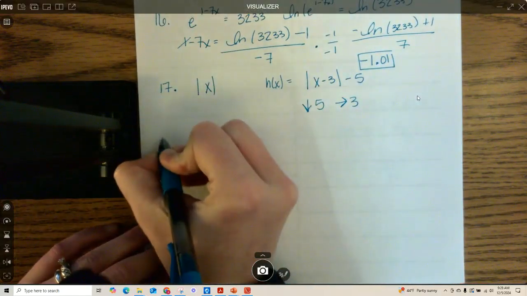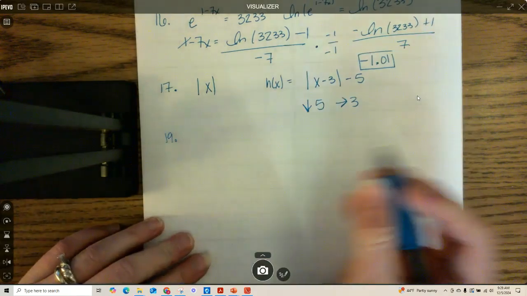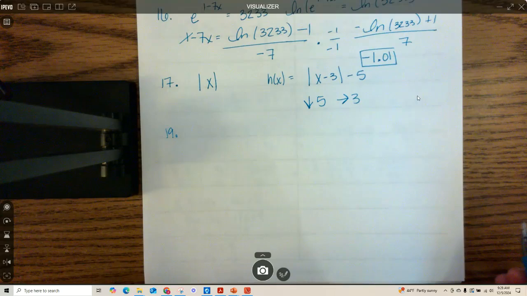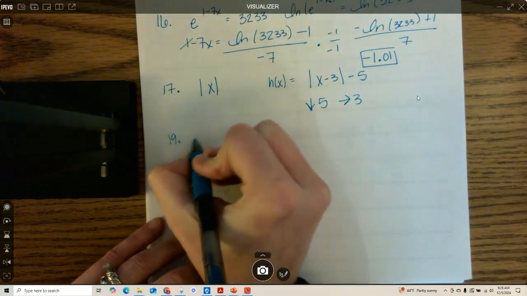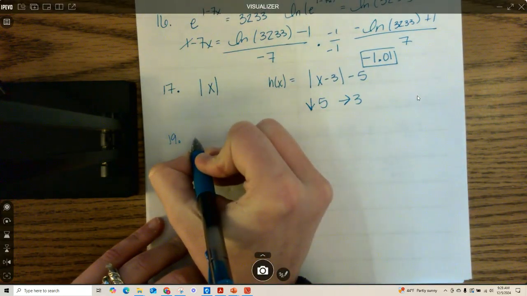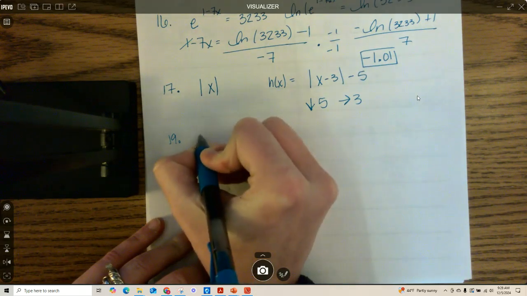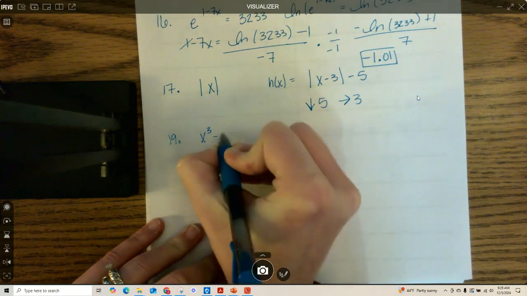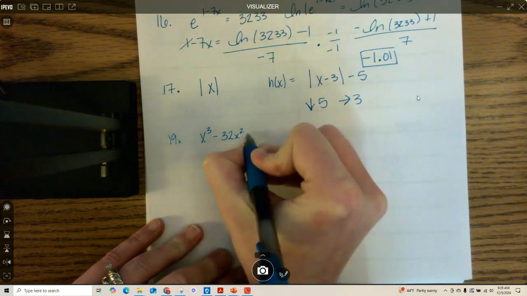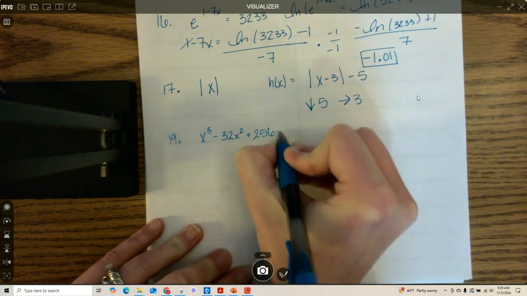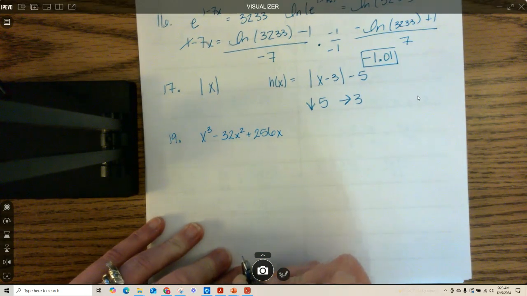All right, 19. What do we got, Shelby? Oh, see, you're not even ready. Sorry, I had to burp. Find the zeros for the given polynomial function and give the multiplicity for each zero. State whether the graph crosses the x-axis or touches the x-axis or turns around at each zero. f of x equals x cubed minus 32x squared plus 256x. Sorry, 256x. Is that right? Yes. Okay.